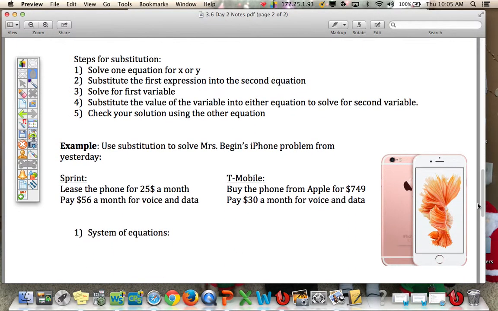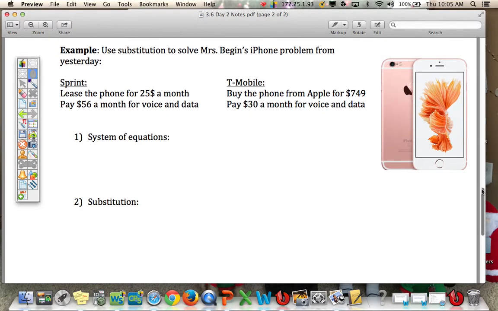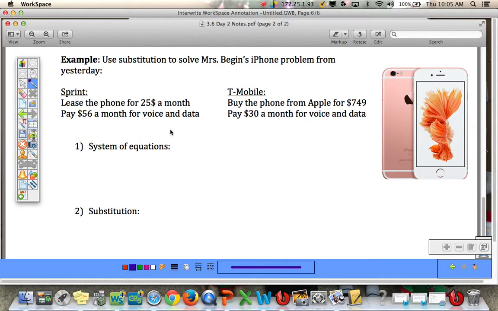Let's practice some more substitution. We did this one on the calculator yesterday, but let's do it by substitution. All right, so first step for substitution, solve one equation for x or y. Substitute the first expression into the second, solve, and then you're going to substitute back in, solve for y. So again, for the phone plan, here's our system of equations. To lease it was y equals 25 plus 56x, so it was $81 a month.